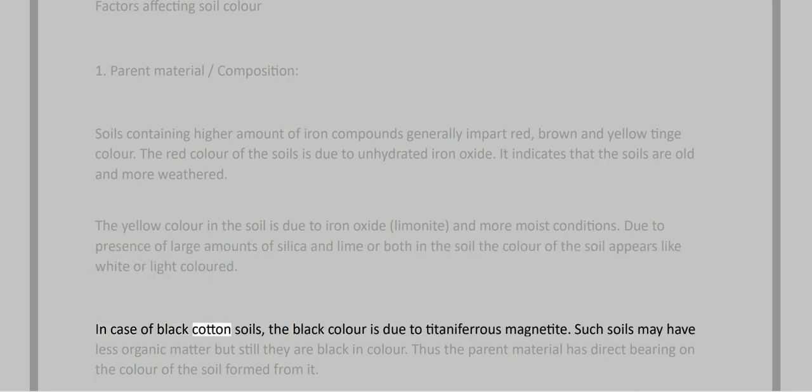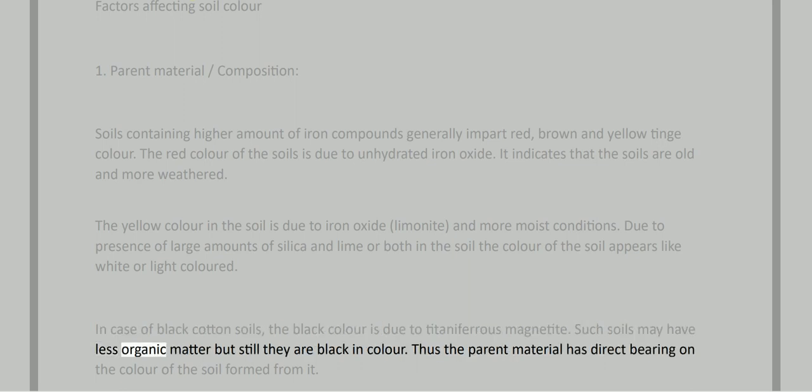In case of black cotton soils, the black color is due to titaniferous magnetite. Such soils may have less organic matter but still they are black in color. Thus the parent material has direct bearing on the color of the soil formed from it.